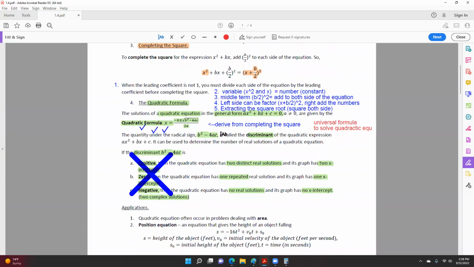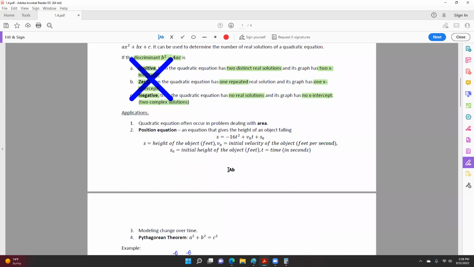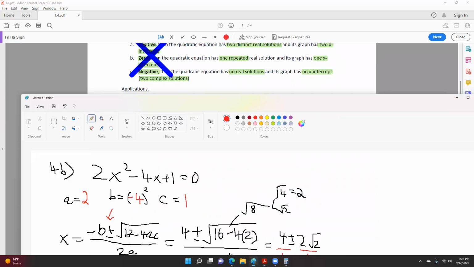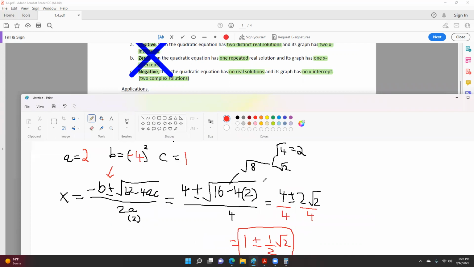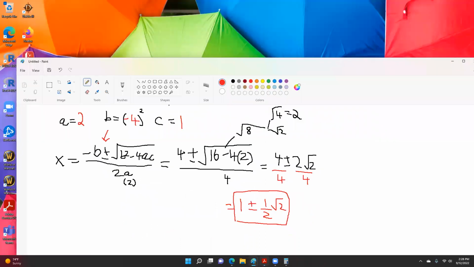Okay. Yes, Karim. I'm trying to remember how you did the 4/4 and the 2 root 2 over 4, and I know where you got the 1 plus or minus. Where did I think I see. Okay. Oh, 2 into 4. That's how you got the half.